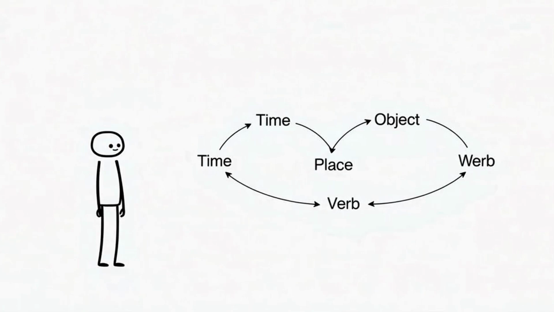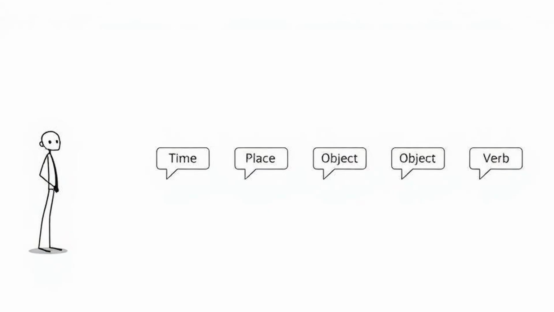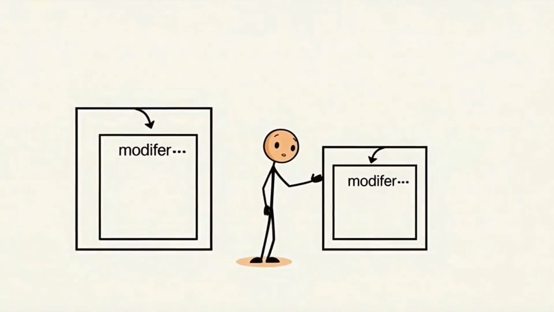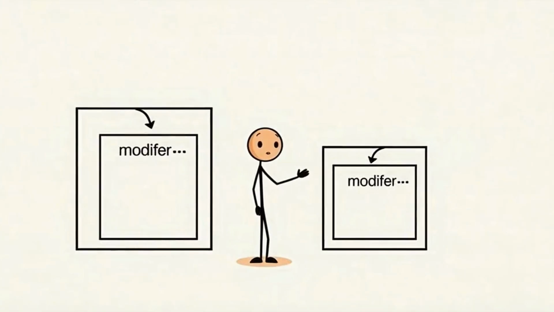This order is so reliable it can be visualized as a simple map. Information enters the sentence through the time slot, moves to the place, then to the object, and is always completed by the verb. This TPOV map is your key to building sentences from the ground up. This zoom-in principle doesn't just apply to the main sentence frame. It operates at a micro level within the sentence itself.